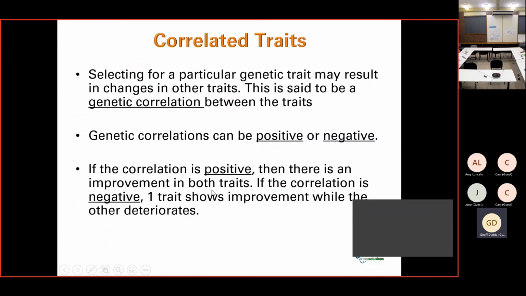But they'll then need to put condition on. We have a thing called correlations or correlated traits, where if you select for one particular trait, it can impact and make changes in other traits, right? So they're called genetic correlations. They can be positive or negative. If the correlation is positive, then there's an improvement in both traits. If the correlation is negative, one trait improves, the other one deteriorates.